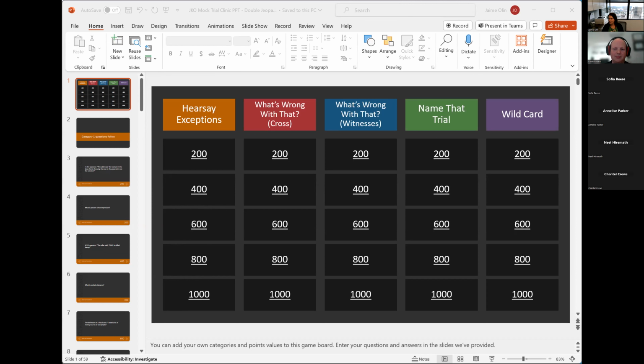Next, we've got what's wrong with that for cross-examination. Then we've got what's wrong with that for witnesses. We've got name that trial. You're going to see a quote from a famous either real life or fictional trial, and then you will name what trial it came from. And then we've got a wild card category that can be anything. All right, so who's picking first? All right, let's go with Catherine Tyree.